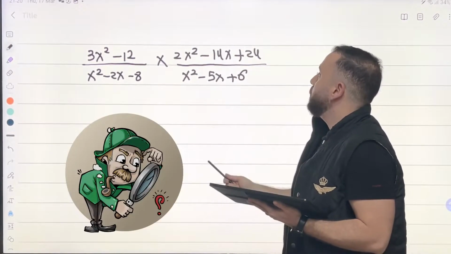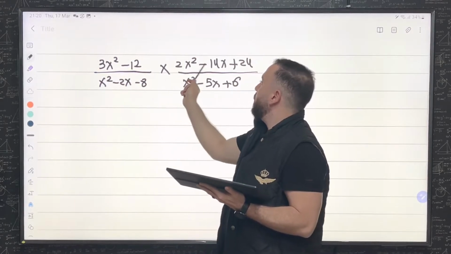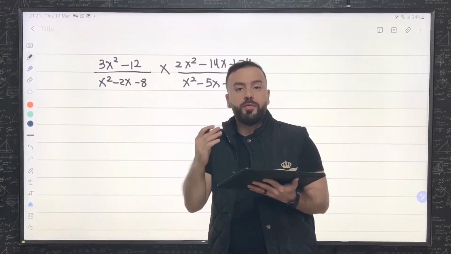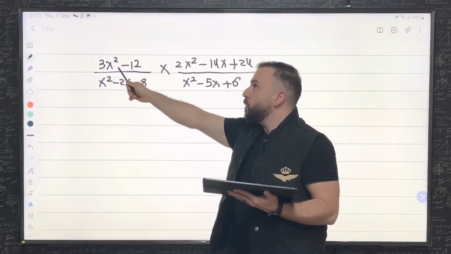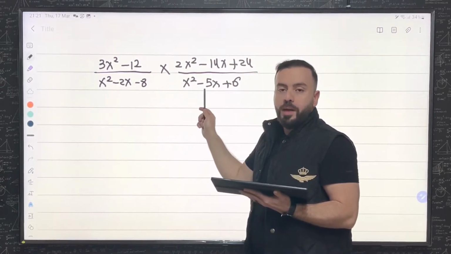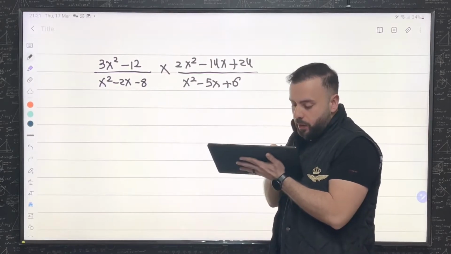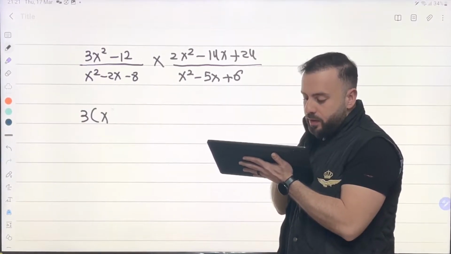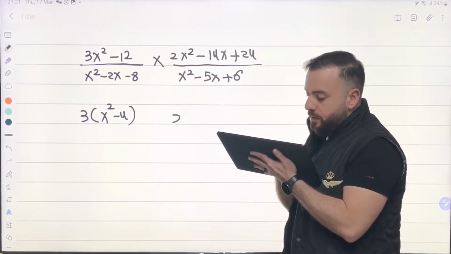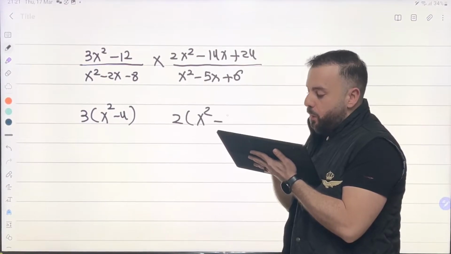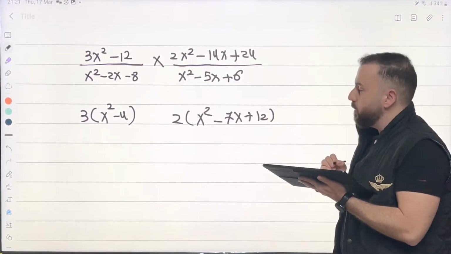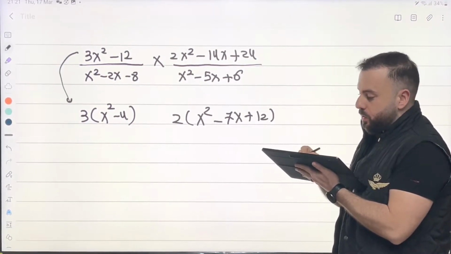But I have a problem. Those binomials or trinomials here are not ready yet to be factorized. First, we need to do a two-step factorization for the first one and also for this one. Then I will go for the denominators. Check this with me. The first one, take 3 as a common factor, so x squared minus 4. And the second one, take 2 as a common factor, is going to be x squared minus 7x plus 12.